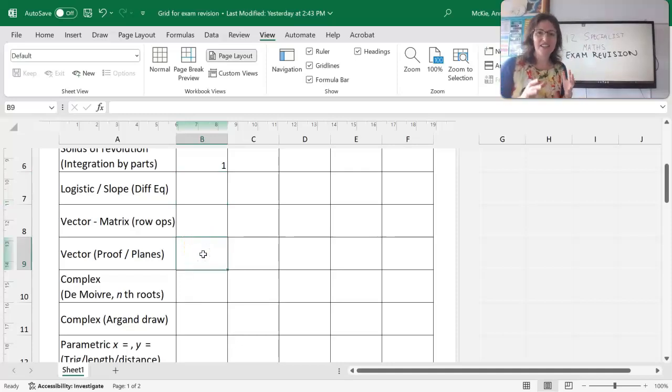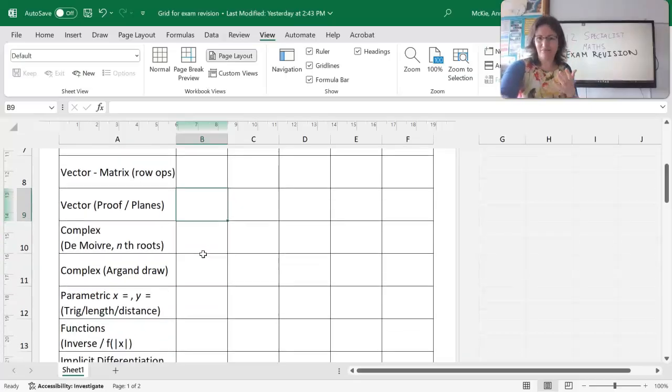There'll be another vector question, again more about planes or proof, where you've got the diagrams and you have to use all your vector techniques. There'll be 2 complex numbers questions. Don't get hung up on what I've got written here. The de Moivre theorem, nth roots, Argand, drawing the Argand diagram will only be a couple of marks. So it's not like the whole question is just going to be about drawing Argand diagrams.